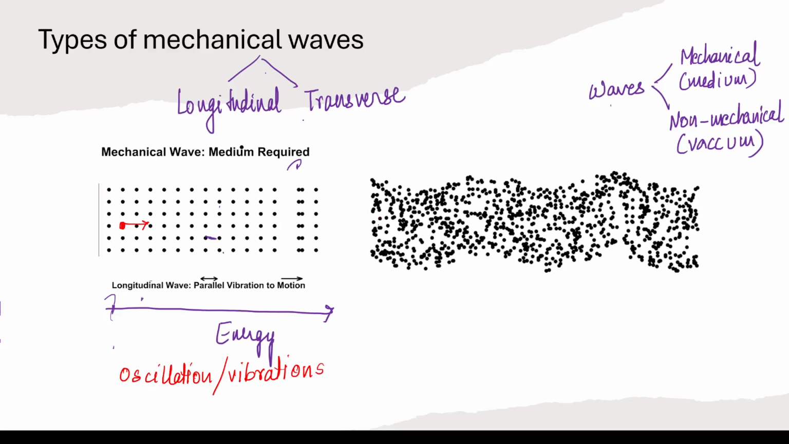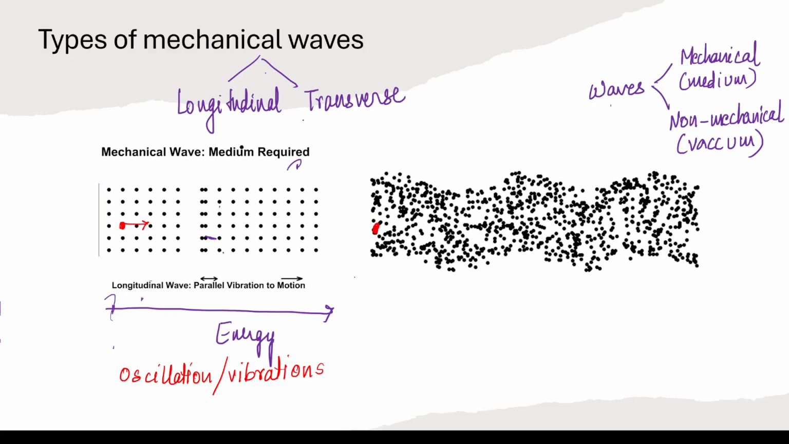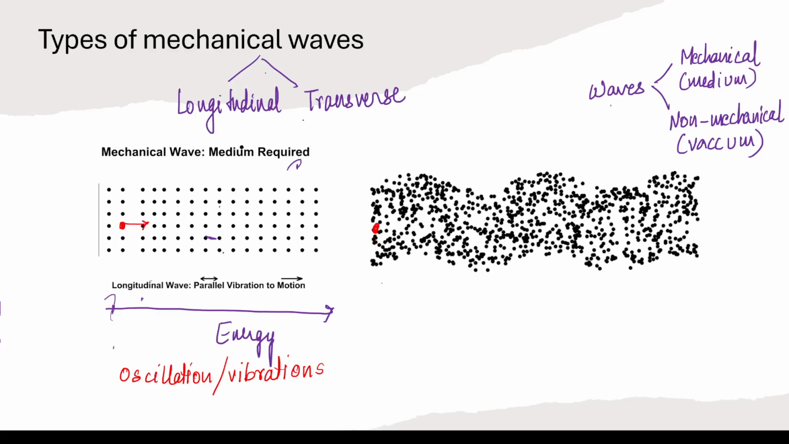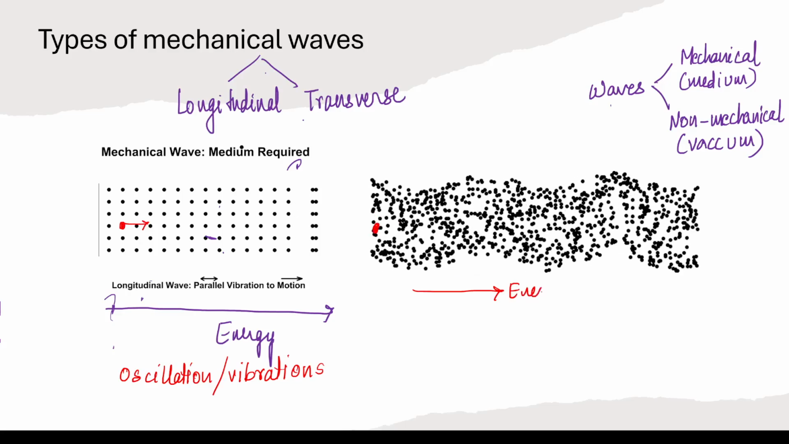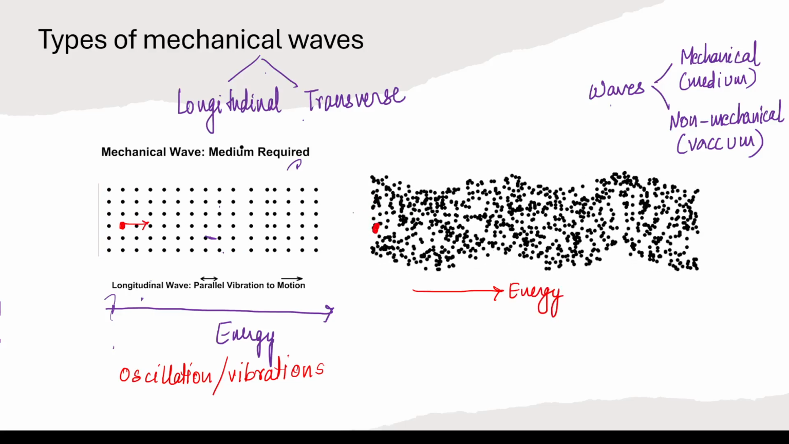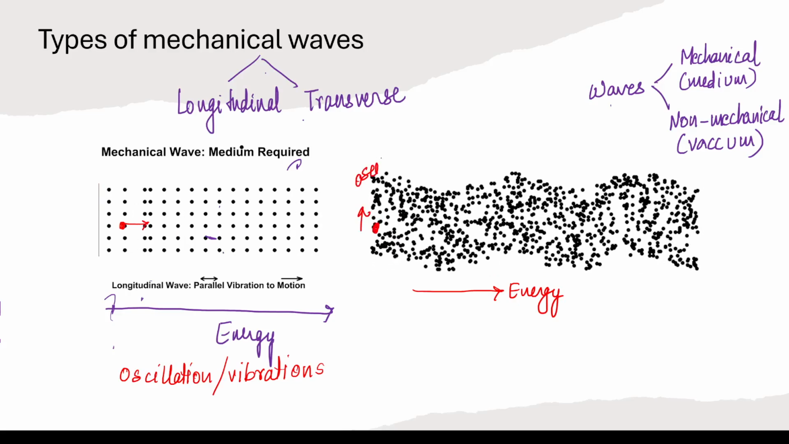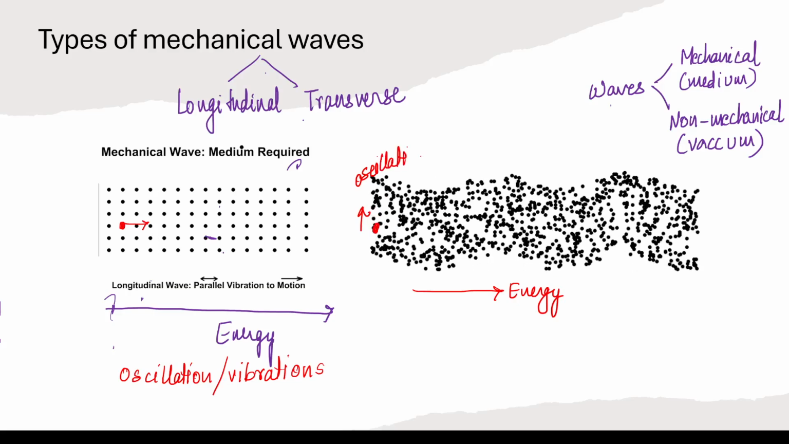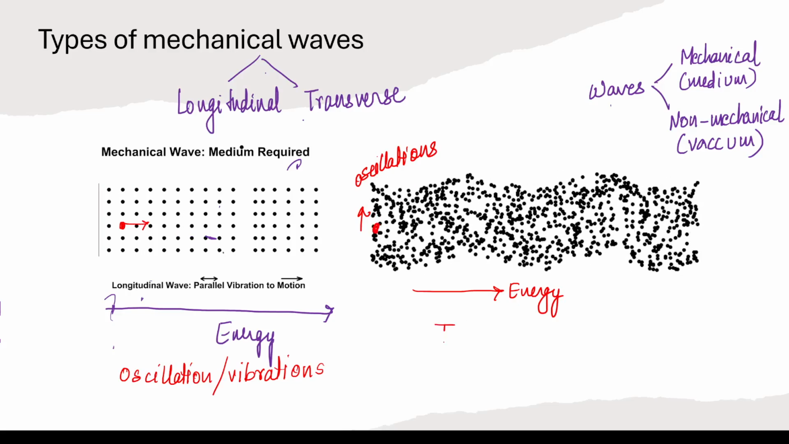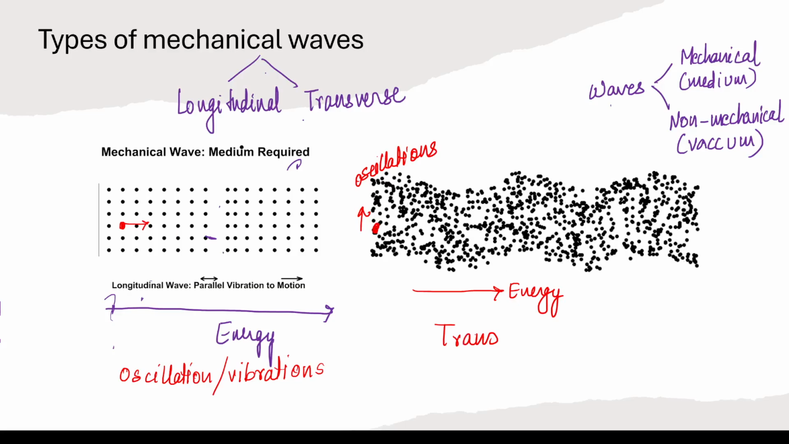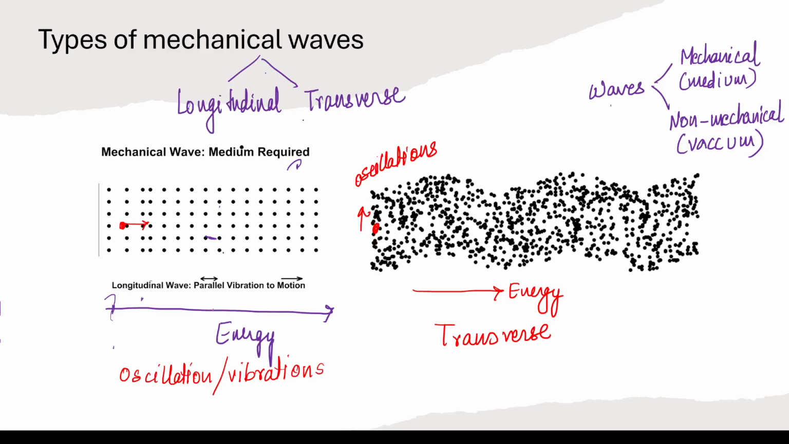Whereas in the transverse wave, if you see this particle here, it just goes up and down. Energy transfer is still in this direction. So this is the energy transfer, whereas the particle movement, or oscillations, are perpendicular to energy transfer. So the angle is 90 degrees. That's your transverse. So transverse oscillations are perpendicular to the energy transfer, whereas longitudinal, they are parallel to energy transfer.